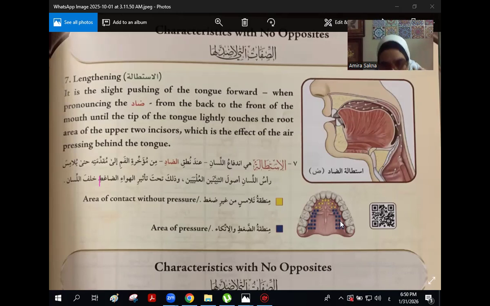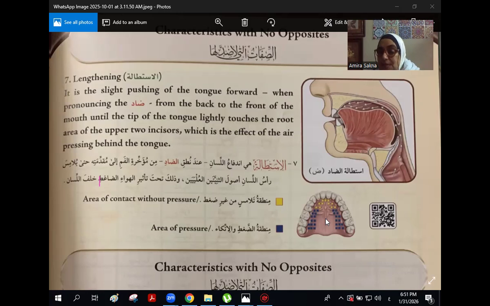Here, I make pressure. Try it with me. When I'm saying this, I didn't make istitala. You see? That's why I don't have rakhawa. It's a little of rakhawa. Because it takes time. As a result of istitala, of the lengthening which is happening to the tongue, we have rakhawa. If you do not do the istitala or the lengthening properly, you will not have rakhawa.